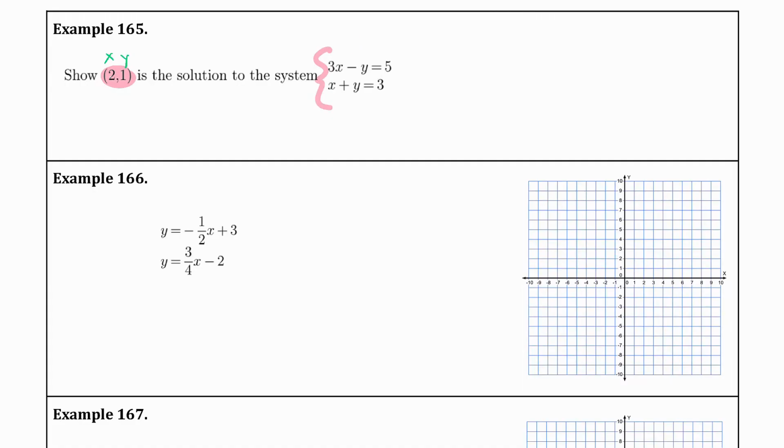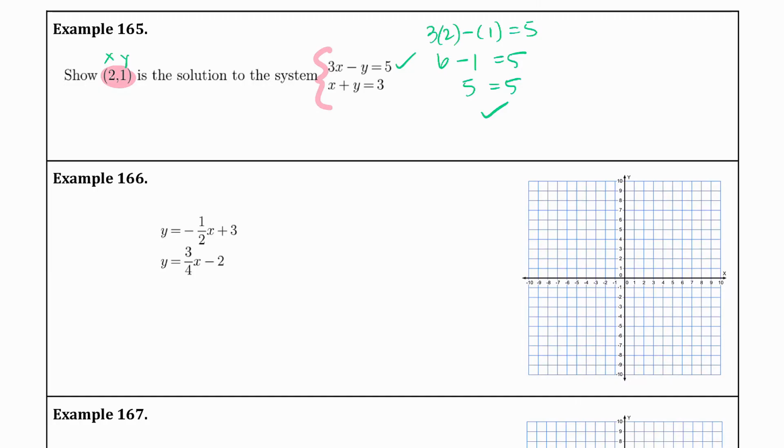So for our first equation, we have 3 times x minus y equals 5. Now we just simplify. 3 times 2 is 6 minus 1 equals 5. 6 minus 1 is 5. So we end up with a true statement, 5 equals 5. So it works for our first one. Okay, we can't stop there though. We have to make sure it works in both of them.